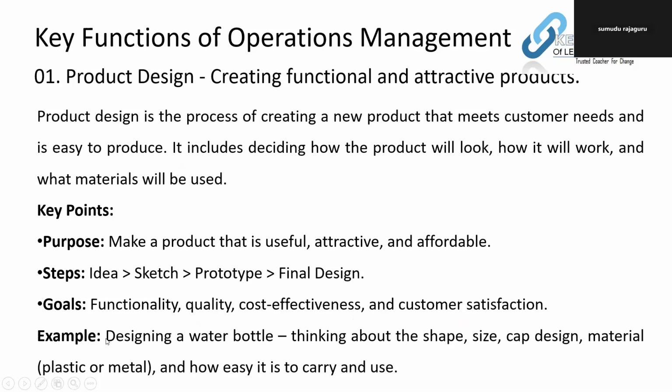This is one of the examples. If we are going to design a water bottle, then we have to think about the shape, size, then the lid design, cap design, the material, it may be plastic or metal or any other material. So how easy is it to carry? All these things we have to think about. So product design is the first key function of operation management.